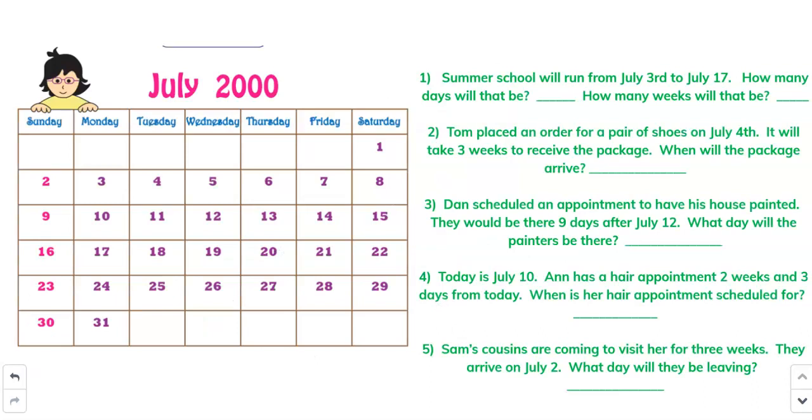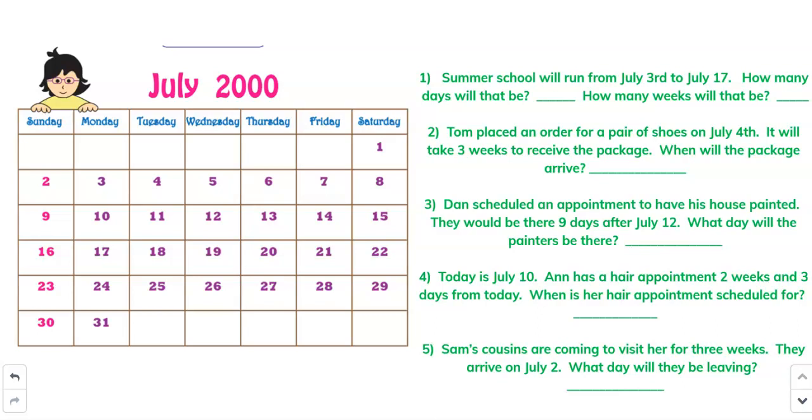Okay, let's try some more example problems. So this calendar is showing July in 2000. Okay, the first question is saying, summer school will run from July 3rd to July 17th. How many days will that be?